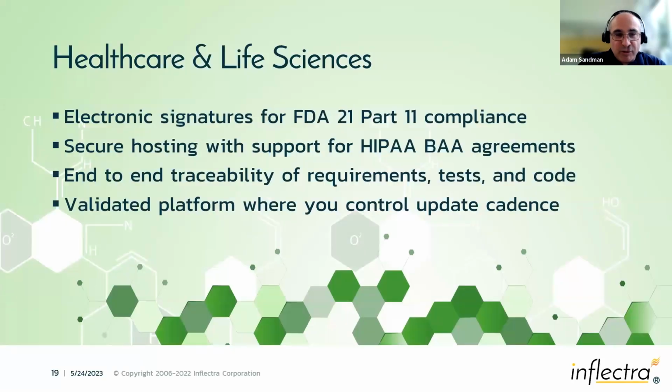And some examples of features that we have for different industries. This is not an exhaustive list, just certain key industries. For life sciences and biotech and healthcare, we have electronic signatures built in. This is actually also needed for certain DoD projects as well. We can host the application in our cloud, and we have a HIPAA BAA certified hosting. And we have the end-to-end traceability you need to satisfy your validation requirements. In addition to that, the Spira platform itself is validated for life science, where you can control the update cadence.